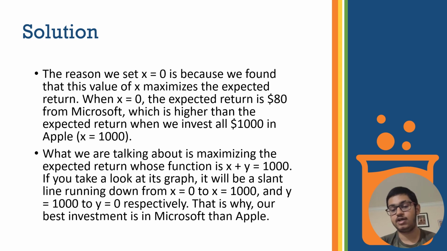So currently we had only two stock options, which were Apple and Microsoft. Let's say I wanted to add Alphabet, the parent company of Google, as well. So now I have three options: Microsoft, Apple, and Alphabet. What would happen then if I make these changes is that the constraint function would become x plus y plus z, if I assume z equals the invested amount in Alphabet, and that would equal 1000.